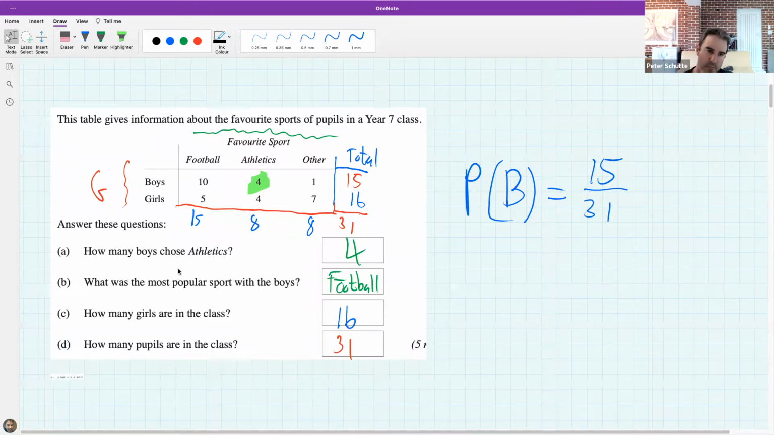How about a slightly different question: what is the probability that someone's favorite sport is athletics? I'm going to call this A for athletics. What is the probability that a randomly chosen person's favorite sport is athletics?